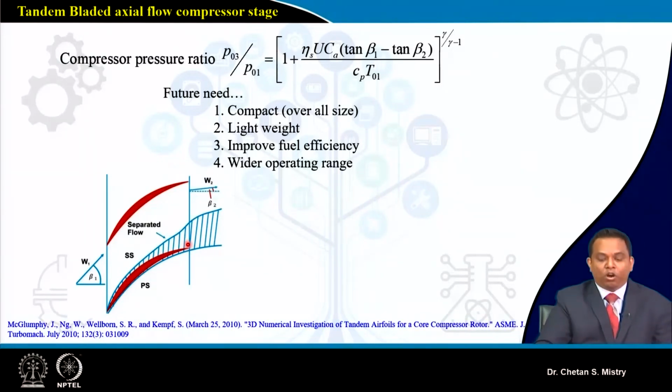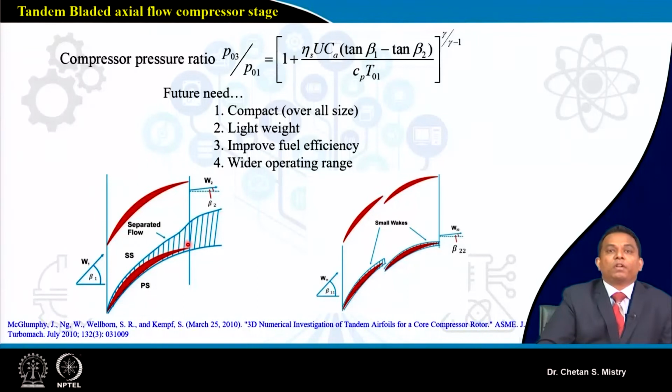Okay, now in order to address these issues, people started exploring the concept called the tandem bladed concept. So what is that actually? The whole deflection of a single blade is converted by using two blades, arranged in a particular systematic manner. Here, this is my first blade and this is my second blade. You can consider these two blades as making a single blade. Do not get confused, this is a single rotor blade.